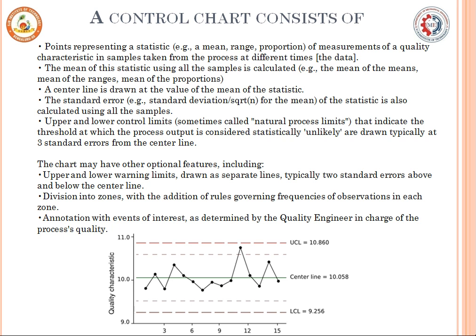So the chart indicates the center line at 10.058. The upper control limit is 10.860 and the lower limit is 9.265. So like this the limits are set. All the components are checked. Whatever falls within the limit is accepted. Whatever is above the limit is not accepted.